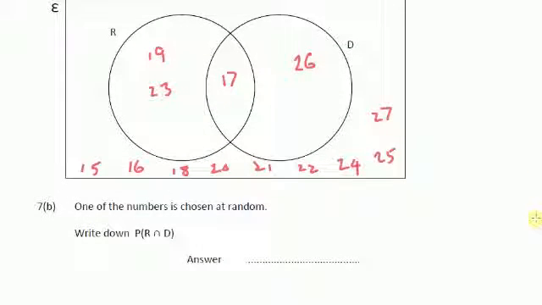Question part B says, which one of the numbers is chosen at random? Write down the probability that it is in R intersection D. That's the intersection of 17. There's only one of those out of how many altogether? 1, 2, 3, 4, 5, 6, 7, 8, 9, 10, 13.